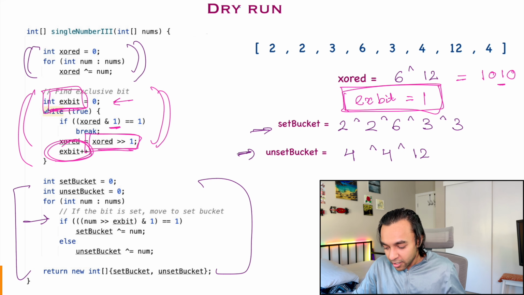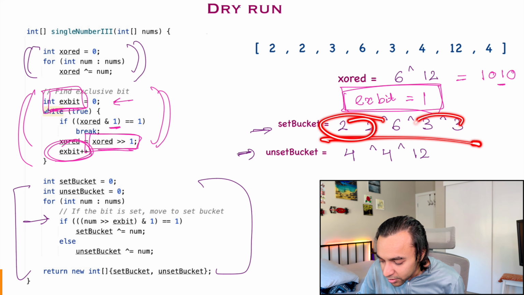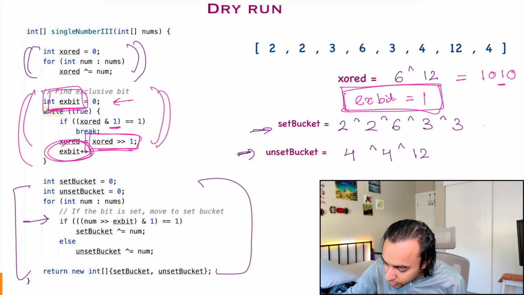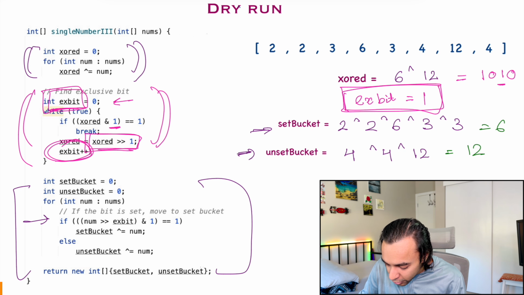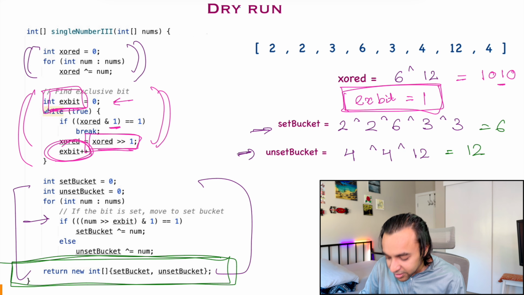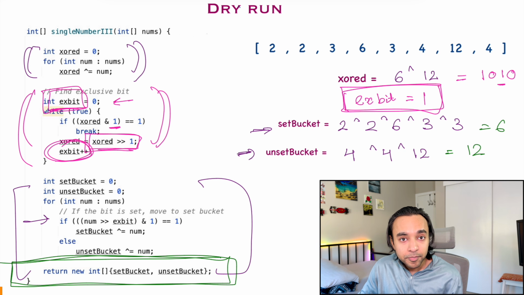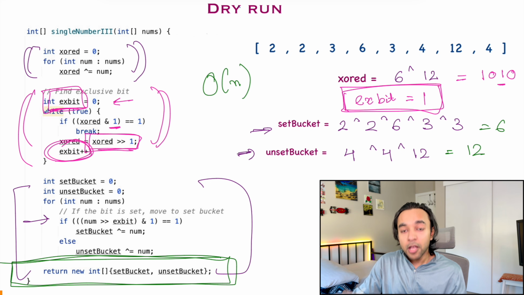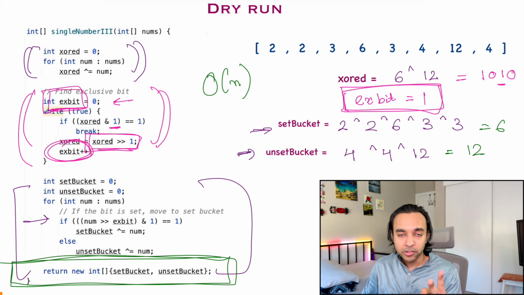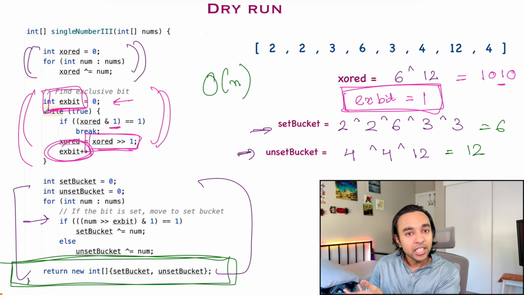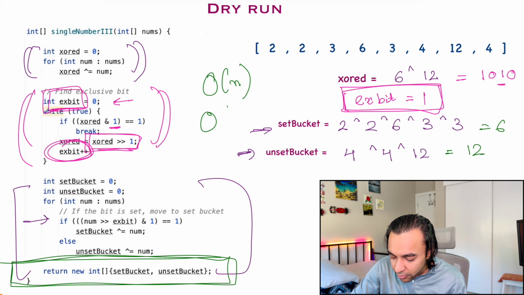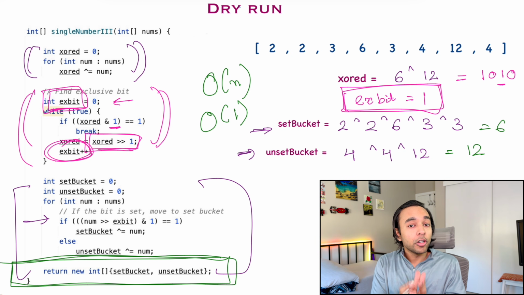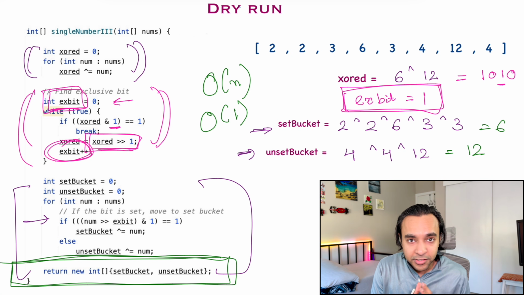So what happens when you evaluate this? 2 XOR 2 and 3 XOR 3 get cancelled out. So I get 6 here. And then 4 XOR 4 get cancelled out. So I got a 12 over here. And now you simply return both the buckets in the form of an array, and that is your answer. Notice, the time complexity of this entire solution is order of n, because you are only doing 2 iterations of the entire array. So 2n is basically n. And the space complexity of this solution is order of 1, because you are not taking up any extra space to arrive at the solution.